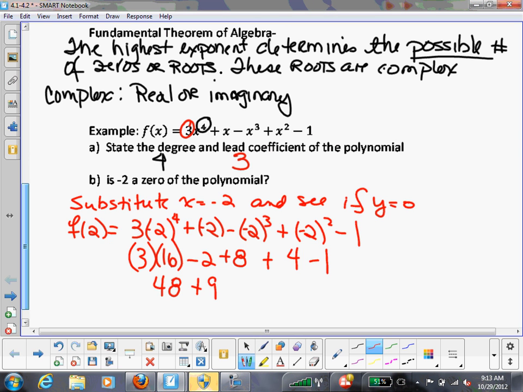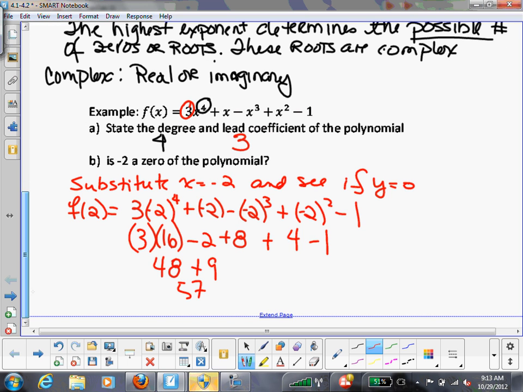So what do we say? If we get 57, is it a root? No, because we didn't get 0. It's only going to be a root if our final answer is 0, because a root means where it crosses the x-axis. It means it's a value where y is 0. No, we're finding if -2 is a 0.